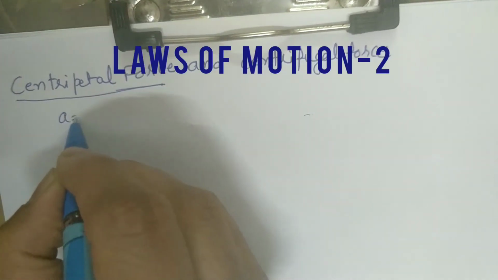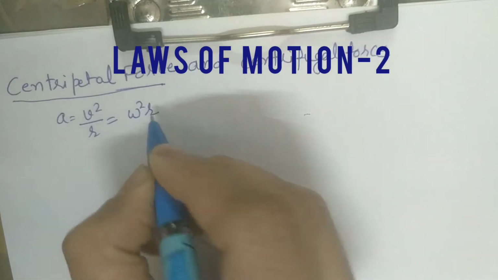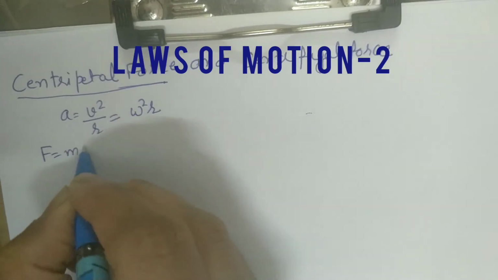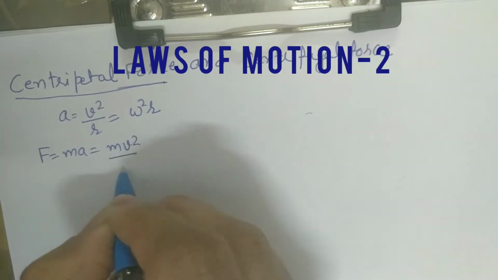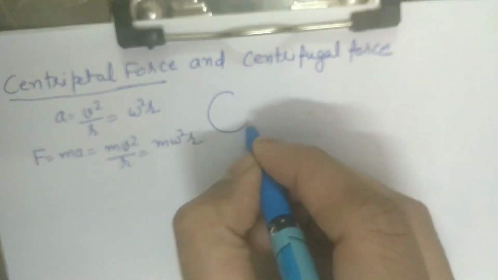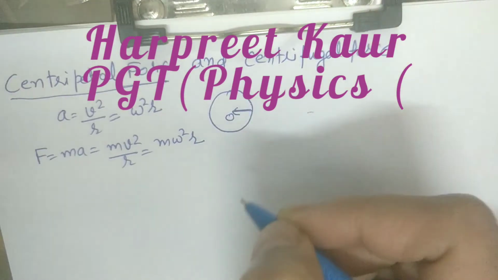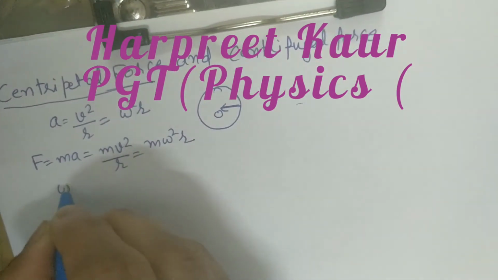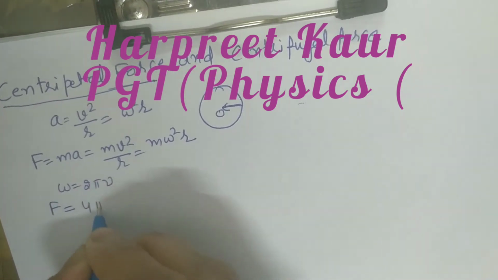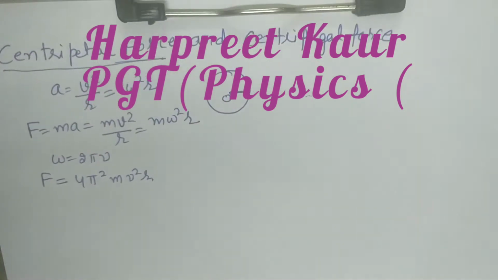As we know, there is a centripetal acceleration, v square upon r or omega square r, for uniform circular motion. Then the force is mass into acceleration, mv square upon r or m omega square r. This is called centripetal force in circular motion. It acts along the radius towards the center. Then if omega is 2 pi nu, the value of centripetal force is written as 4 pi square m nu square r. This is called centripetal force.